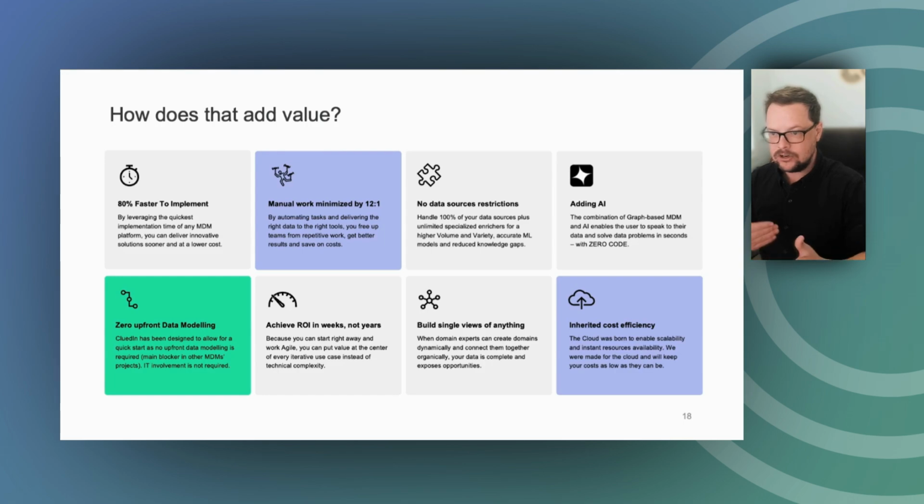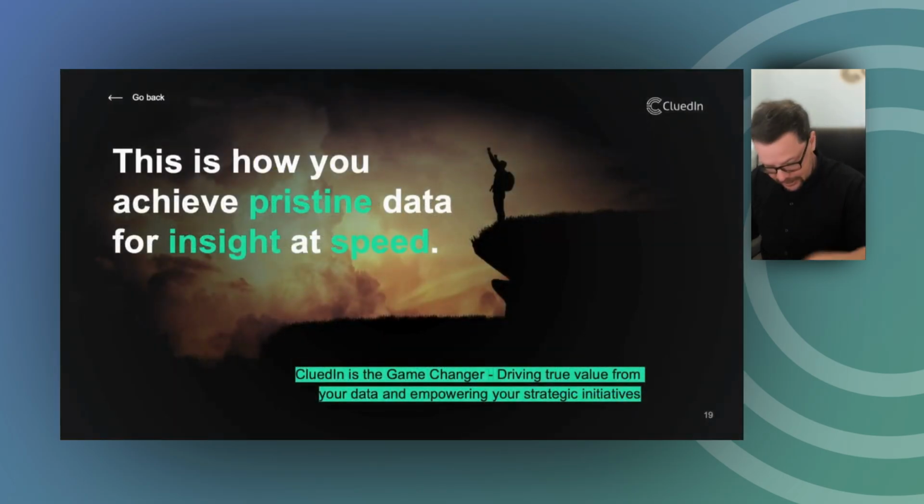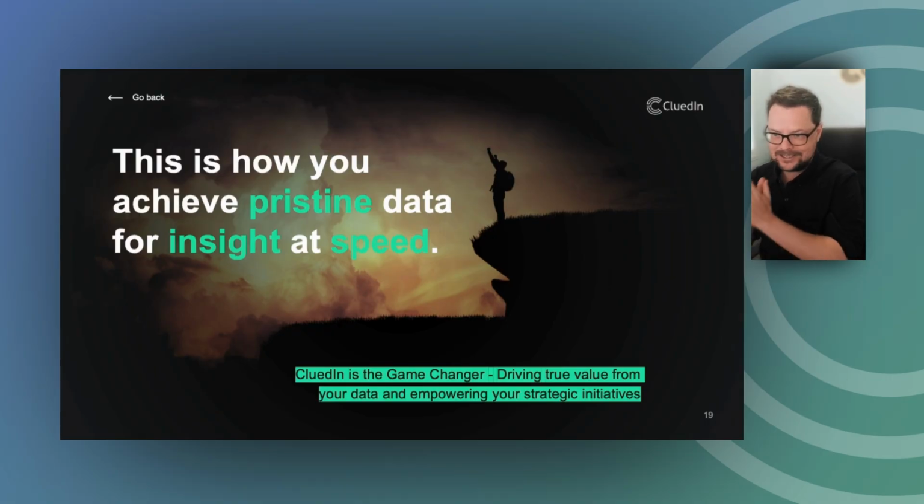We have that inherited cost efficiency of running in the cloud and having the SaaS model as well, with all the sovereignty requirements, all the ISO 27K and SOC Type 2 compliance from our side as well. This is how you achieve pristine data. The traditional approaches had their pros, they had their cons. The modern approach has its pros and its cons. The modern approach to MDM leans much more towards agility, flexibility, and adapting to change, scaled through AI.